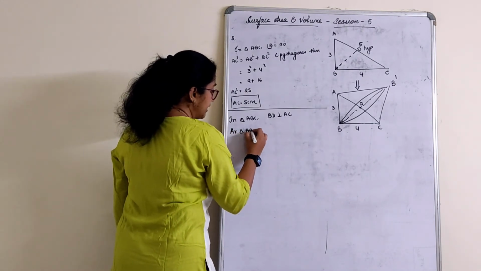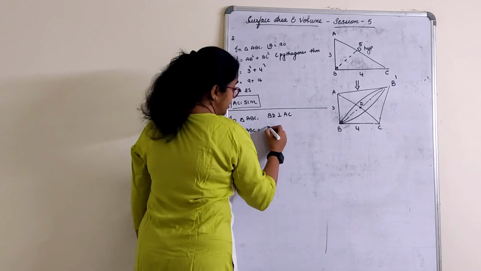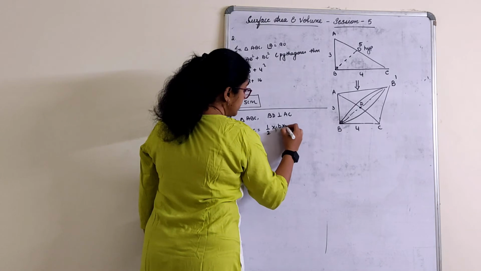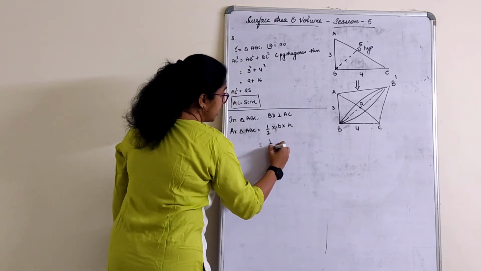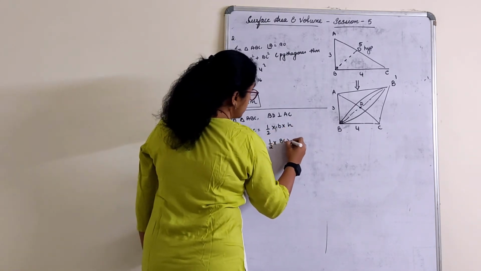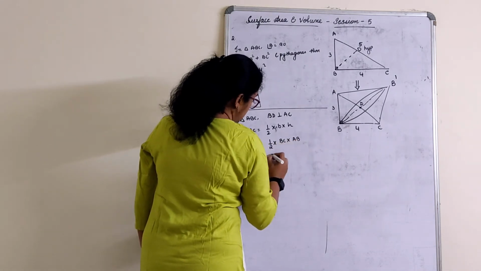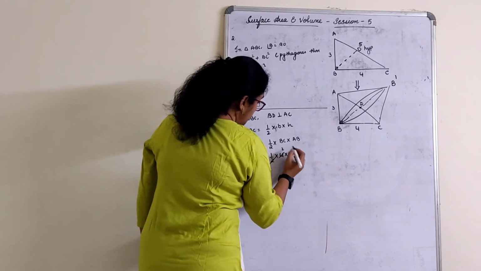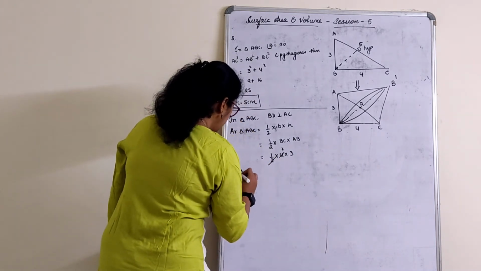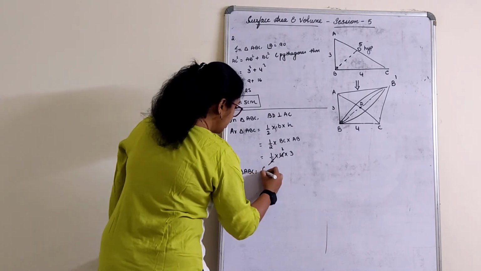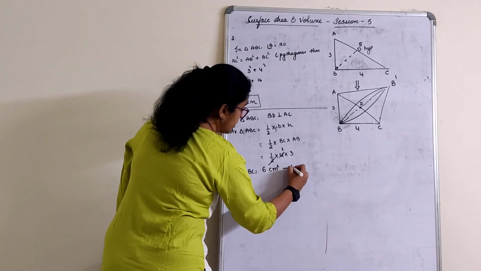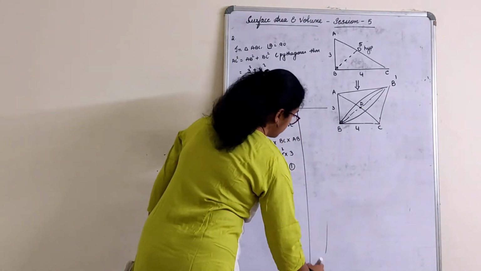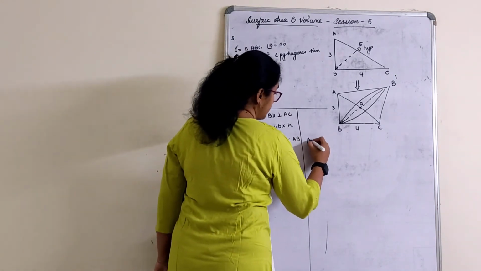Area of triangle ABC is equal to, first, half into base into height. So I can say half into base, which is BC, height is AB. So half into 4 into 3, 2 2s are 4. So area of triangle ABC is equal to 6 centimeter square. Equation 1.